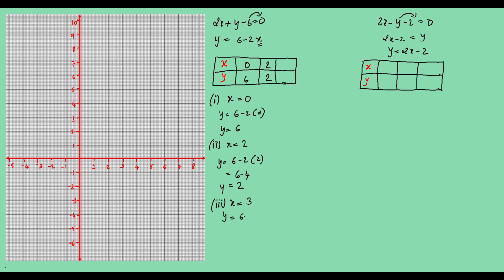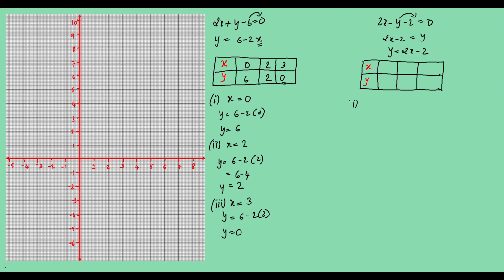Y is equal to 6 minus 2 into 3. 2 into 3 is 6, so 6 minus 6, I get y equal to 0. Okay, so if x equal to 3, y equal to 0. I'll find out the values for the second equation also, then later we can plot it.